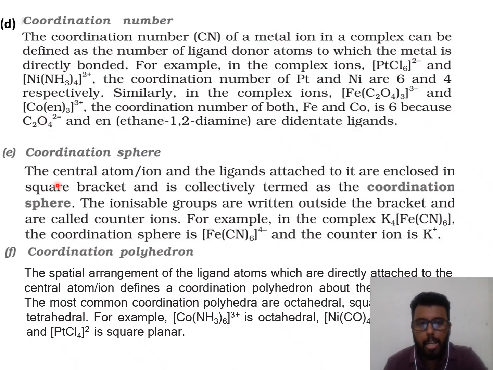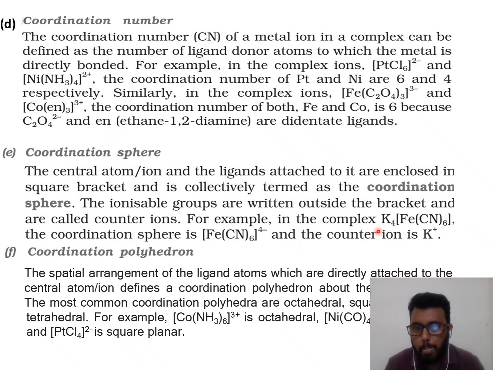Okay, let's move on to the coordination sphere. In the coordination sphere, what are the species present? You will have your central atom or ion, and the ligands attached to it, which will be enclosed in a square bracket, and it will be collectively termed the coordination sphere. The coordination sphere is non-ionizable, and the ionizable groups are called counter ions, which are present outside the bracket.